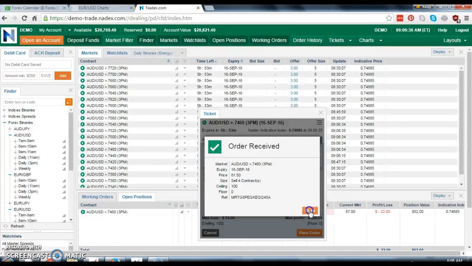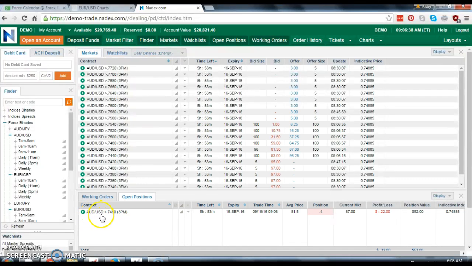and there it is. You can see the Aussie US. I sold at 74.60. We have to hit 74.60 or below to have a winning trade, but we can still get into profit above that point. So I'll keep an eye on it, and we have 4 positions. Our profit loss right now is $22. The current market is 87.